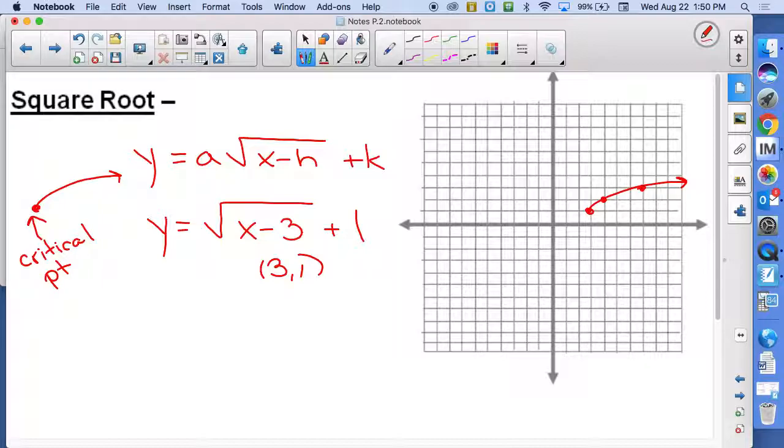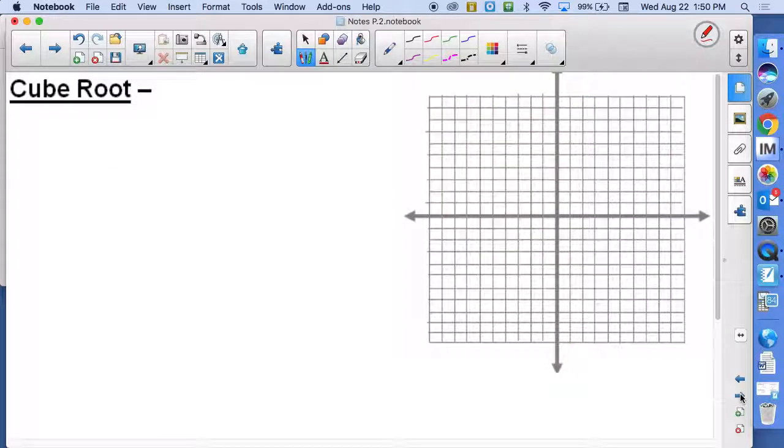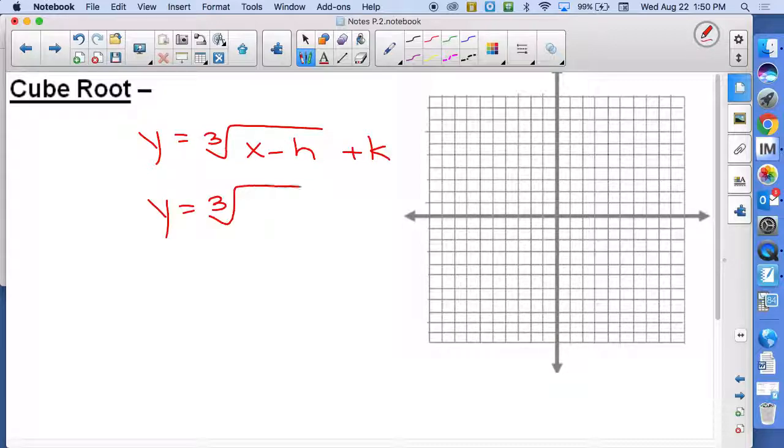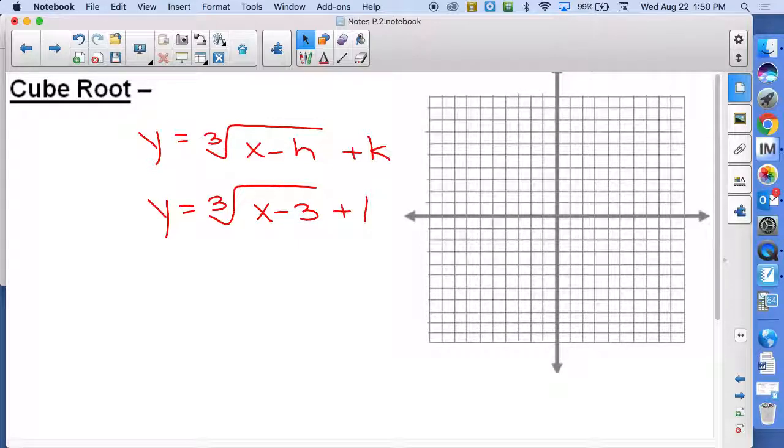Homework is just the next page of that. Okay, so I'd like you to see if you can try the cube root graph. Try and apply the same exact steps that we've just done. Use the same exact numbers. See if you can kind of get a sketch as to what this is going to look like.